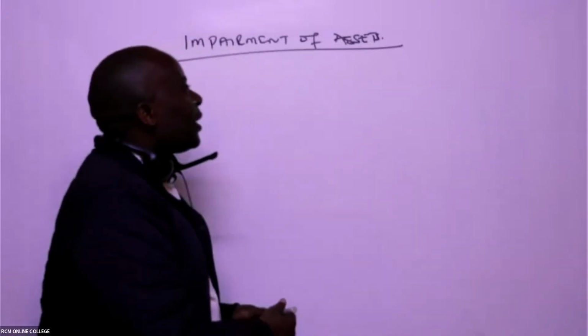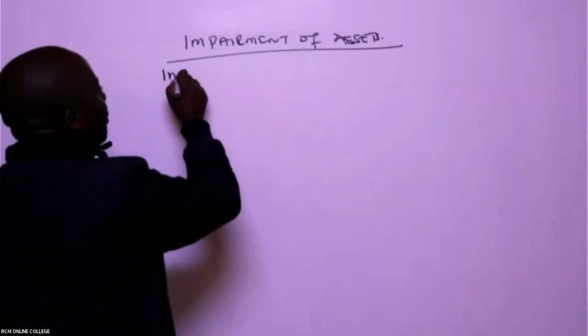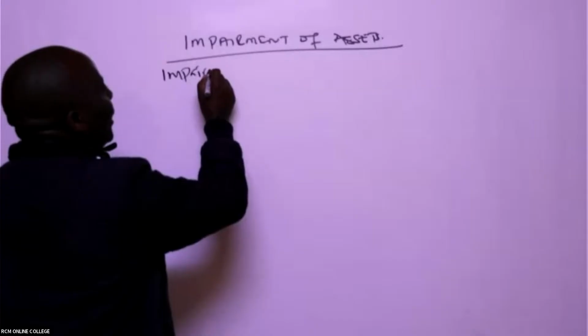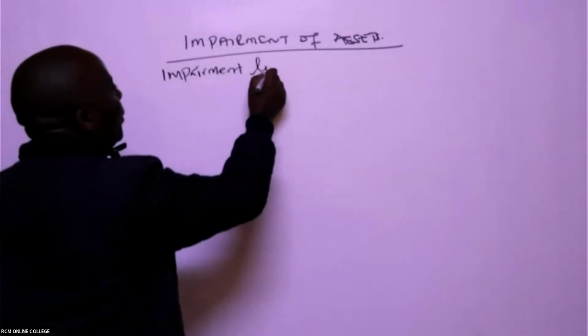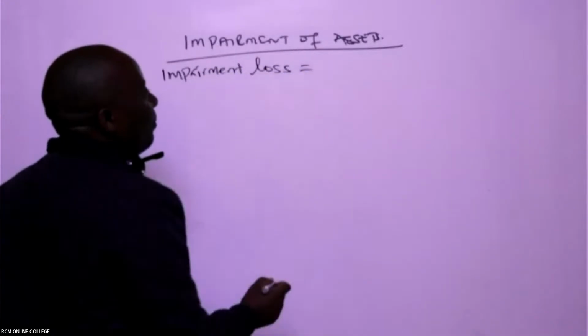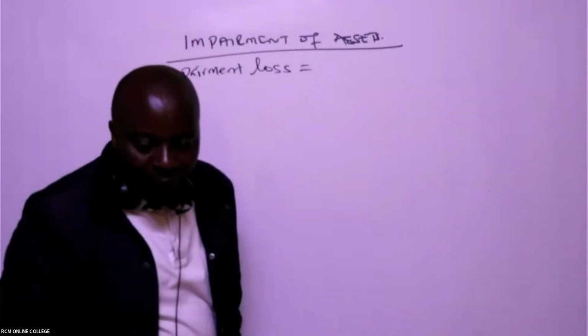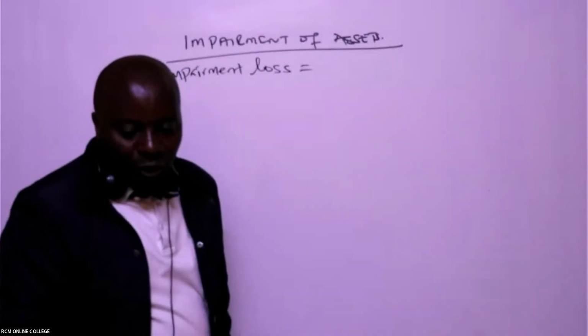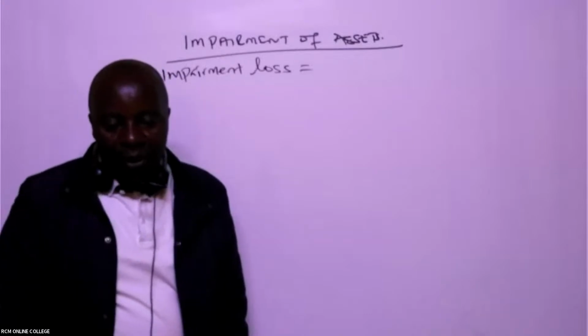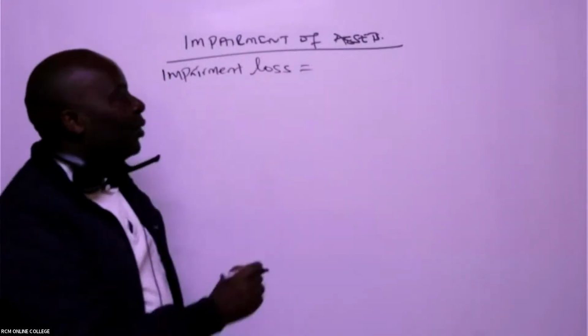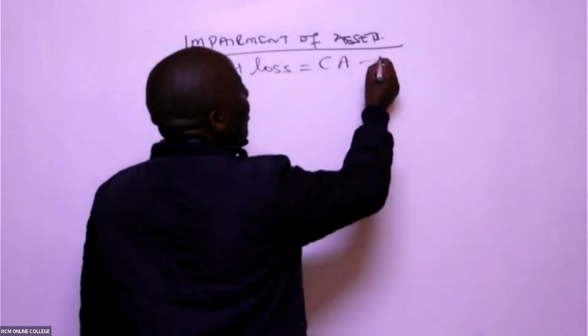I even went ahead and I gave you a formula of getting this impairment loss. Please listen. How do we get this impairment loss? Is there somebody who is able to remember the formula? Impairment loss equals what? Somebody who is able to remember. CA minus RA, great. It is CA minus RA.